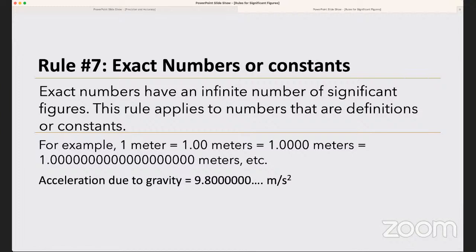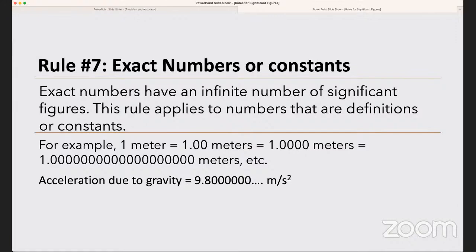Constants, like the acceleration due to gravity, even though the textbook may just give it to you as 9.8 meters per second squared, you would assume that it has an infinite number of decimal places. So you wouldn't use the two significant figures in 9.8 to determine the result of your calculation.